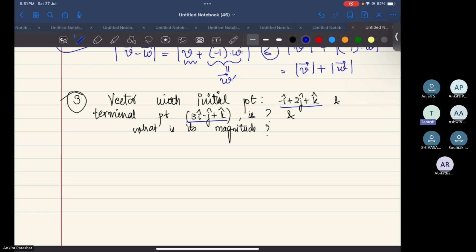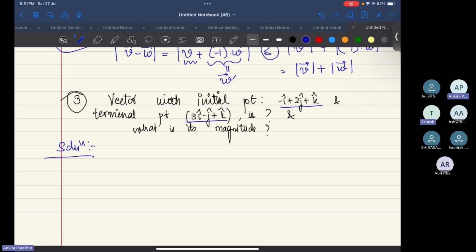The vector is 4 comma minus 3 comma 0. Okay, how did you compute? First tell me, maybe that. So let's see the solution. Are you writing the vector in coordinate form? Yes. Okay, so how to write the coordinate form? As we discussed, it is the terminal point minus initial point.